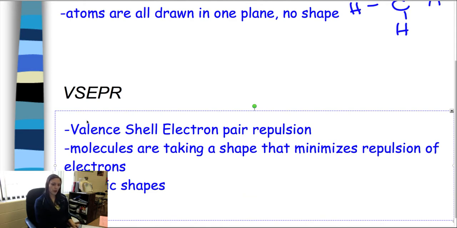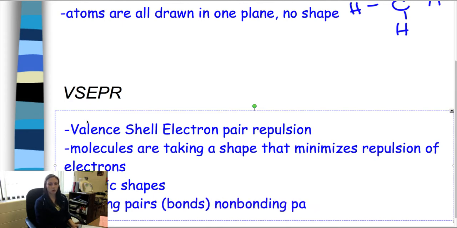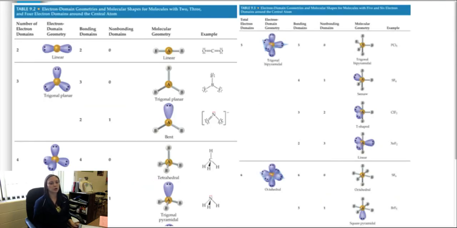When you look at these, remember we have bonding pairs, which are your bonds, and we have non-bonding pairs, which are your lone pairs. We'll look at some examples. See the chart here, okay? And you will not get this chart on your tests because you will not get it on your AP test. Well, we have 5 basic shapes.